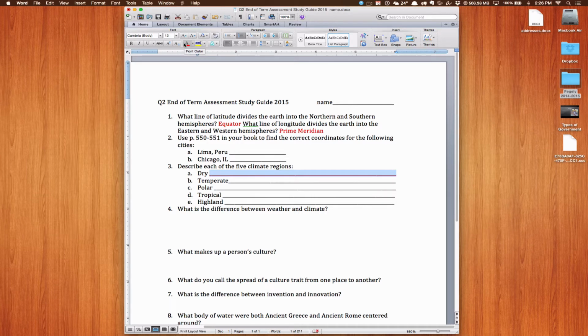A dry climate region has very little precipitation, so very, very little rain, which of course is why we call it dry. It's a type of climate you find in the desert or in the steppe areas near deserts. Also, it's generally hot during the day, but cool at night.